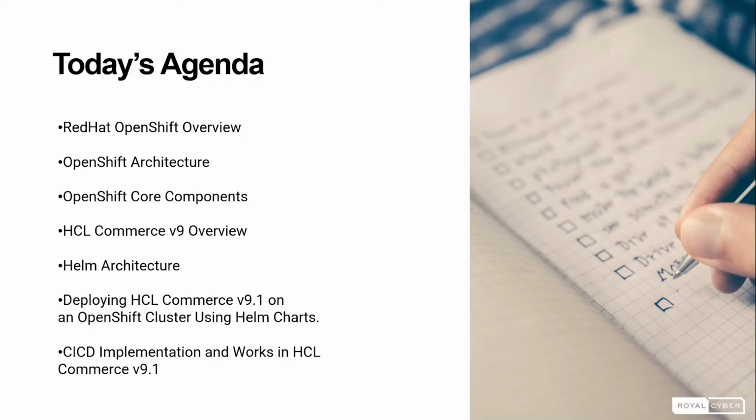This is our agenda, and we will see these in today's session: Red Hat OpenShift overview, OpenShift architecture, OpenShift core components, HCL Commerce V9 overview, Helm architecture, and deploying HCL Commerce version 9.1 on OpenShift cluster using Helm charts. At the end, we will see CI/CD implementation and how it works in HCL Commerce version 9.1.